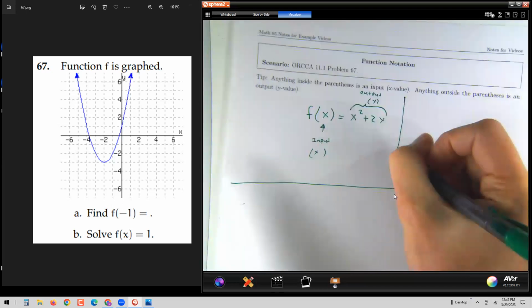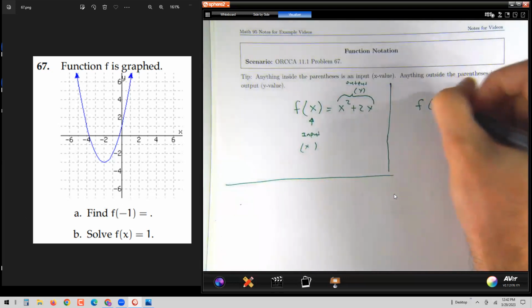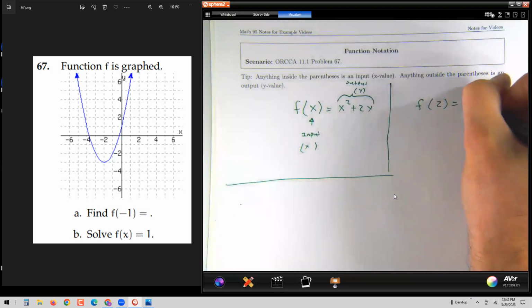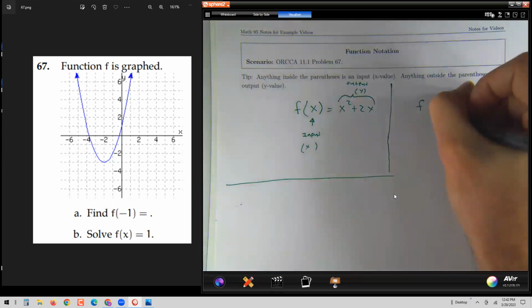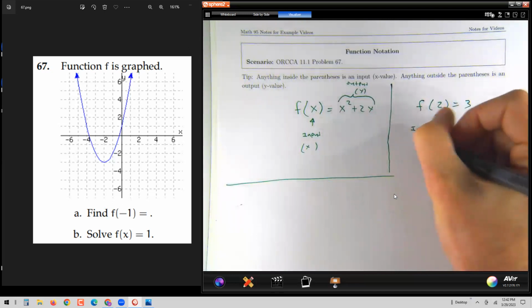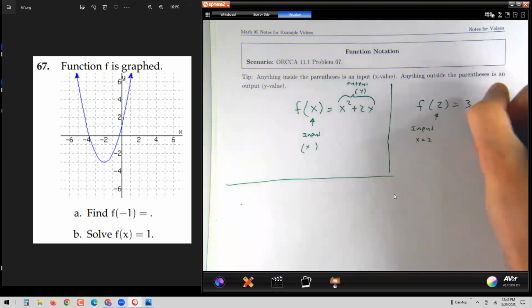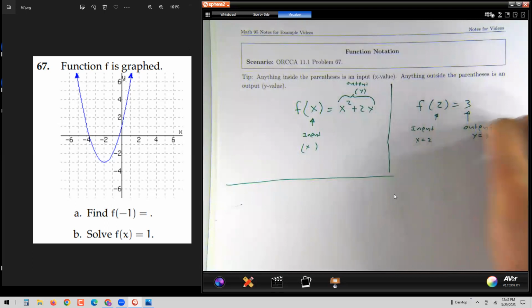Another way of visualizing this, if you have f of 2 equals, say, 3, I'm doing it with some numbers. This would tell you that you have an input or an x value of 2, and the number that you have on the other side, that's your output. That would be a y value of 3.